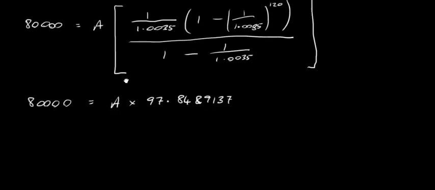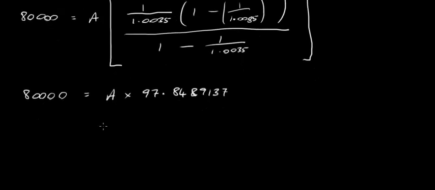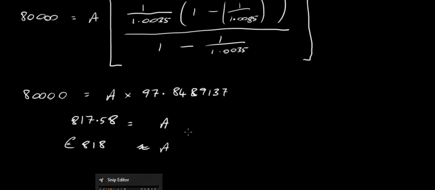So that's really it. And then all we've got to do now is just work out a, so I'm just going to divide across by 97.8489137. So I end up here with a equal to 817.58. Now again, we've got to just round that to the nearest euro, so it's approximately equal to 818 euros. And that's exactly what we got in the first part of the question, but this is using the sum of a geometric series to work it out.